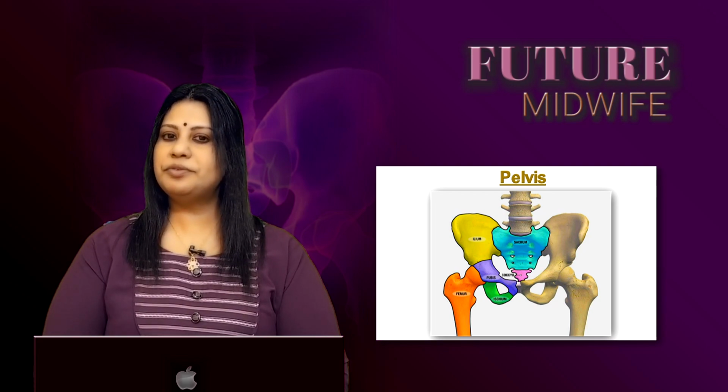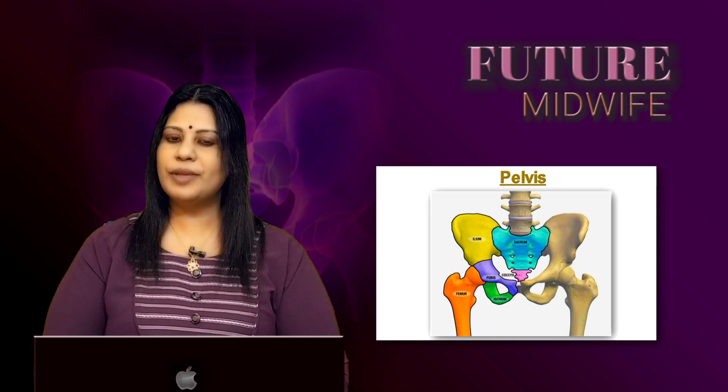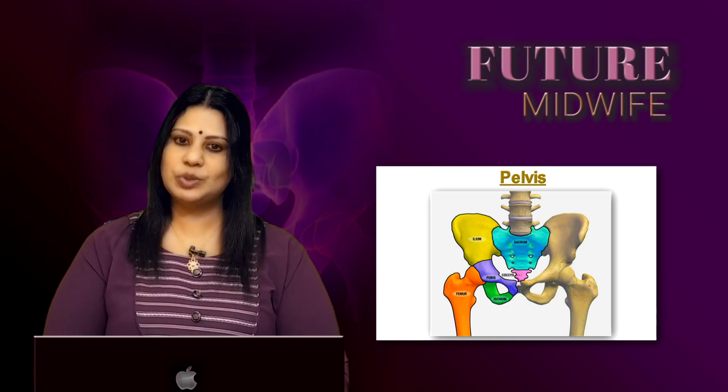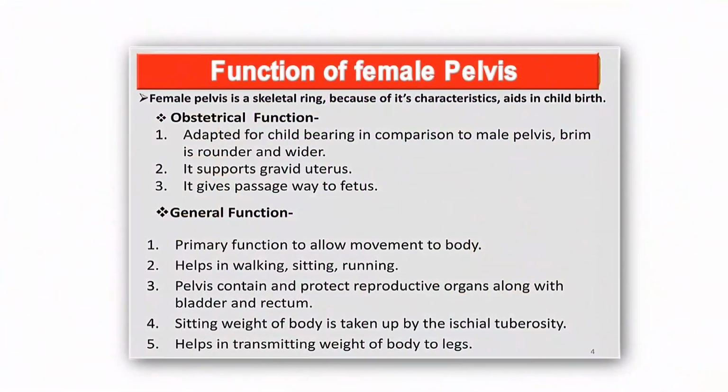Pelvis is important from the obstetrical point of view as it forms the passage through which the fetus has to pass. Before moving to the detailed structure of the female pelvis, we will see about the functions of the female pelvis. The female pelvis is a skeletal ring whose characteristics aid in childbirth. It has mainly two functions, obstetrical function and general function.